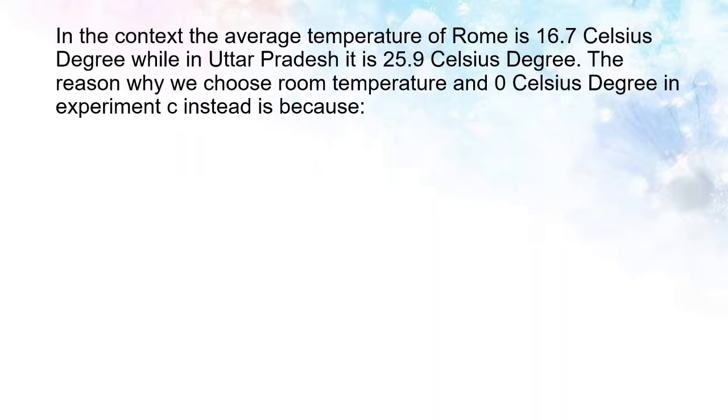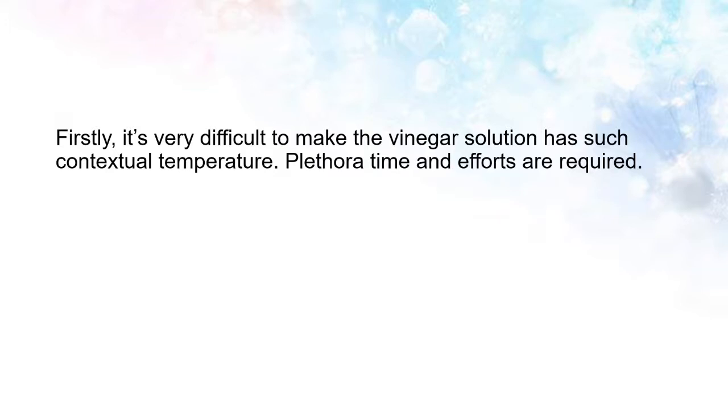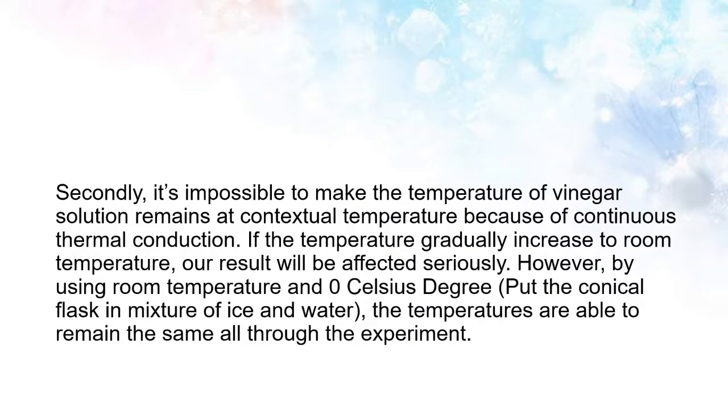In the context, the average temperature of Rome is 16.7 Celsius degree, while in Uttar Pradesh is 25.9 Celsius degree. The reason why we choose room temperature and 0 Celsius degree in experiment C instead is because, firstly, it's very difficult to make the vinegar solution have such actual temperature; plenty of time and effort are required. Secondly, it's impossible to make the temperature of vinegar solution remain at the actual temperature because of continuous thermal conduction. If the temperature gradually increases to room temperature, our result will be affected seriously.